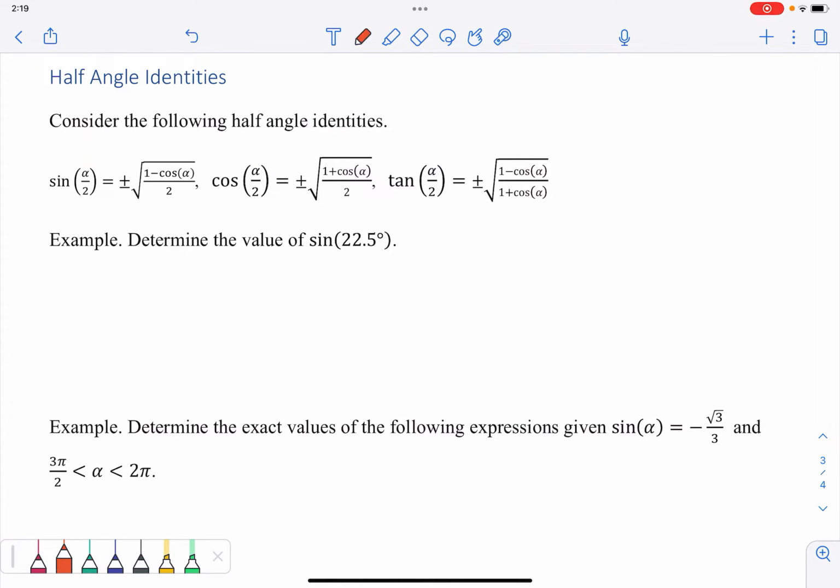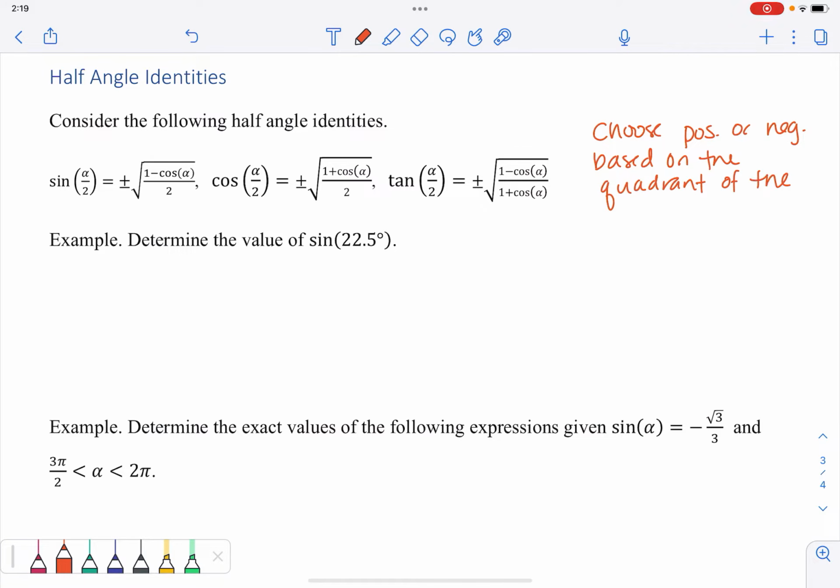So I'll write that. I'm going to choose positive or negative based on the quadrant of the given angle. And so let's be more specific, alpha over 2. Okay, so let's look at an example.